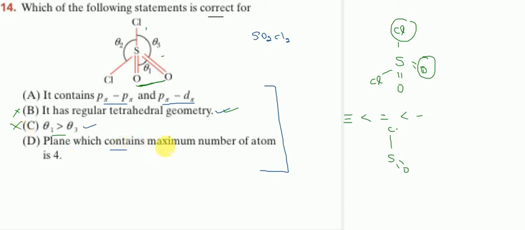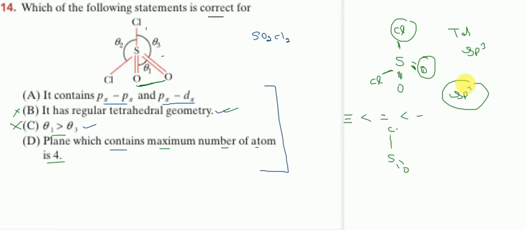The plane which contains the maximum number of atoms is 4. We know it is a tetrahedral geometry but not a regular tetrahedral geometry. It is a distorted tetrahedral geometry with hybridization sp3. To calculate the hybridization, we count only single bonds, not double bonds. Here there are 4 single bonds, and 4 single bonds mean sp3 geometry.